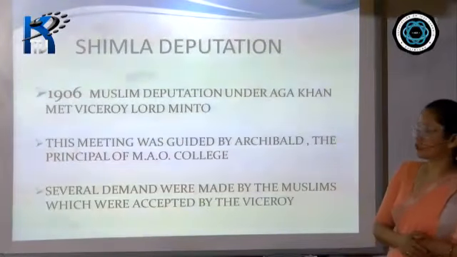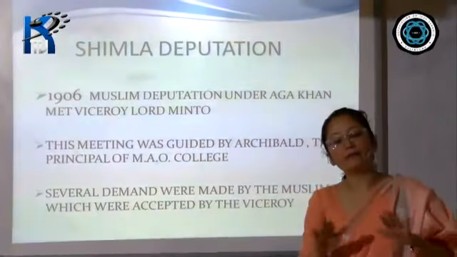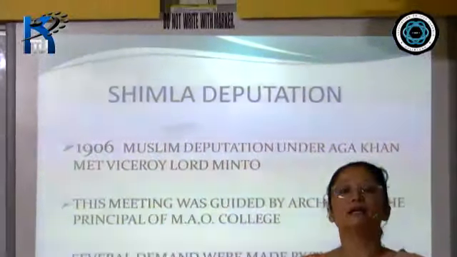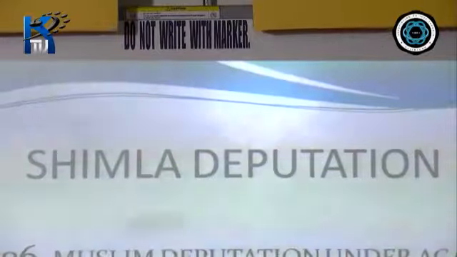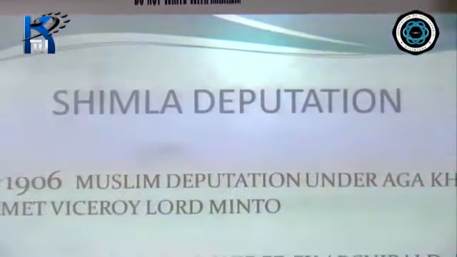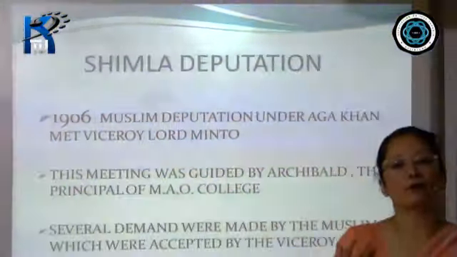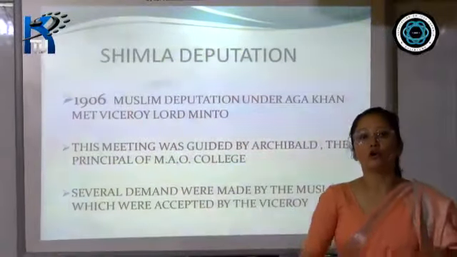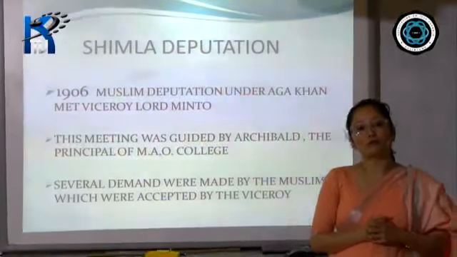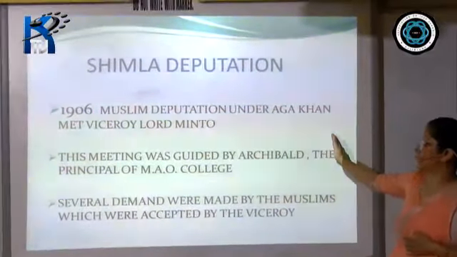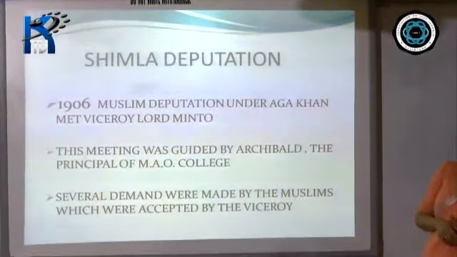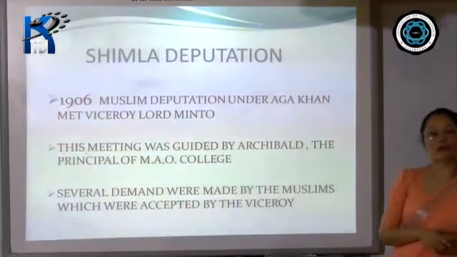Next is the Shimla Deputation. So everything was ready now, all right? In Aligarh school, we have all the children who are ready for a political organization. The Muslims are demanding an organization of their own. We have the Nawabs all coming together. Now what happened is that in 1906, a Muslim deputation under Aga Khan met Viceroy Lord Minto.